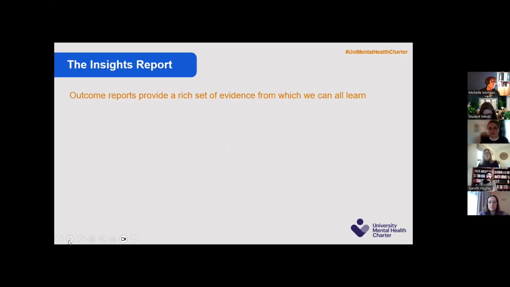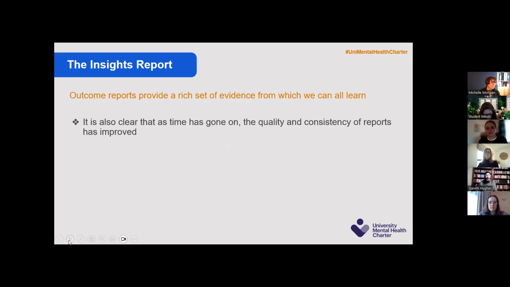So as I said, there's a real rich set of evidence there from which we can learn. It's also really clear from what we've been reading through, the other thing to thank you all for, is that as time has gone on, the quality and consistency of our reports has continued to improve. So definitely the 2022 reports were better than the ones we were doing at the very beginning, but that quality and that consistency has continued to improve as we've got better and as you've got better at what you were doing. So that's been really helpful.